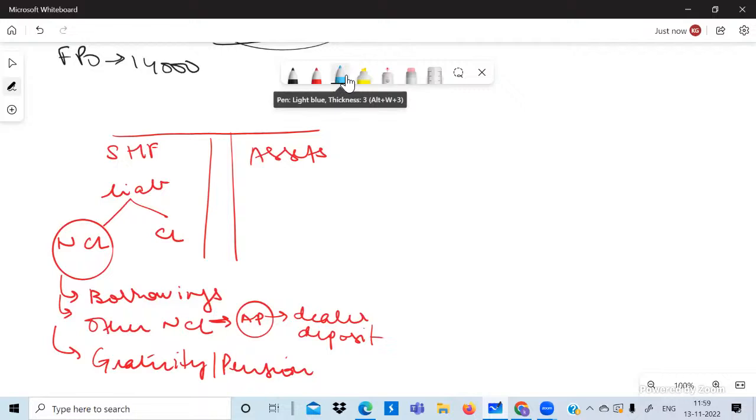Okay, then let's look at current liabilities. Current liabilities are those liabilities which... insurance will come under non-current liability. Again, you're talking from whose point of view? Insurance that you've taken or insurance given?